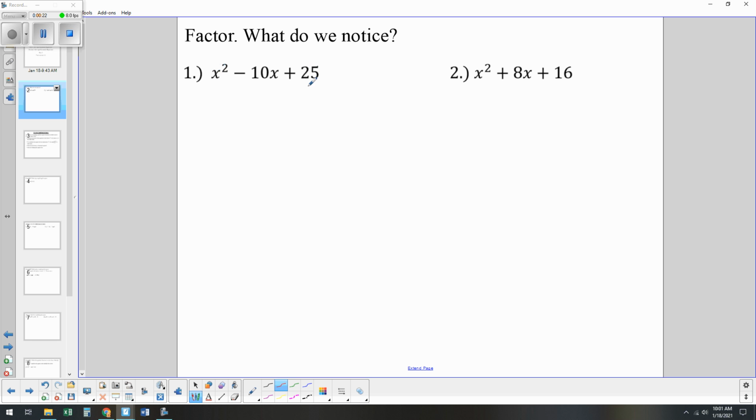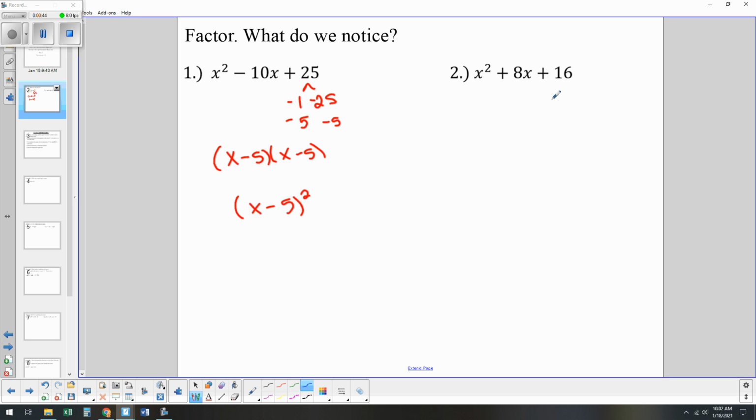So if I'm looking at 25, the only things that multiply to 25 are 1 and 25, or negative 1 and negative 25, or negative 5 and negative 5. And that's our combination that adds to negative 10. So this is x minus 5 times x minus 5, or x minus 5 squared.